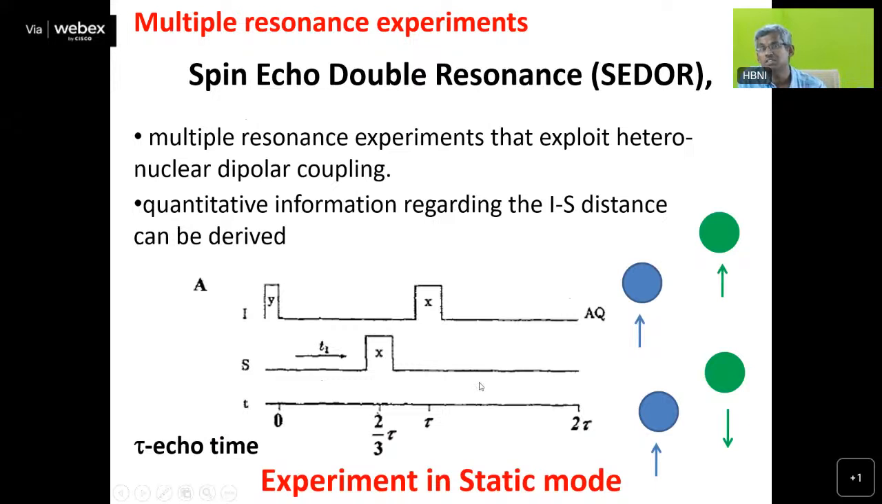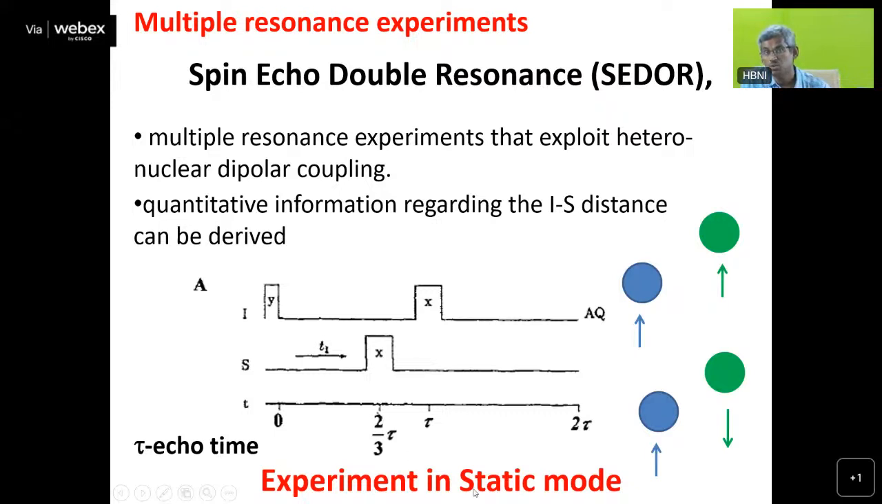Without spinning the sample, there will always be a dipole-dipole coupling. Is it not? Because we always discussed in all previous classes that magic angle spinning averages the dipole-dipole interaction because of the 3 cos squared theta minus 1 dependence. The dipolar Hamiltonian has an angular dependence of 3 cos squared theta minus 1, and once theta becomes 54.74 degree, which is the magic angle, you get the averaging of the dipole-dipole interaction.